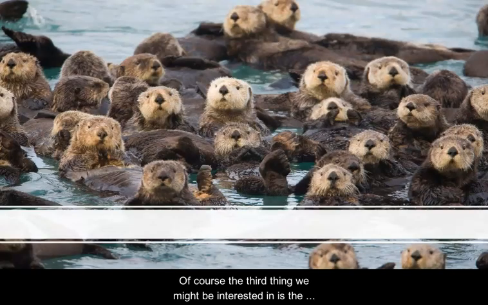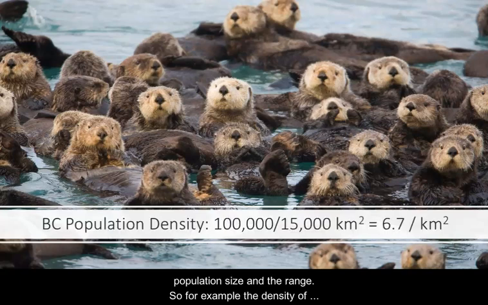And of course, the third thing we might be interested in is the density. And density takes into account the population size and the range. So for example, the density of sea otters in British Columbia is about 6.7 of a sea otter per square kilometer.